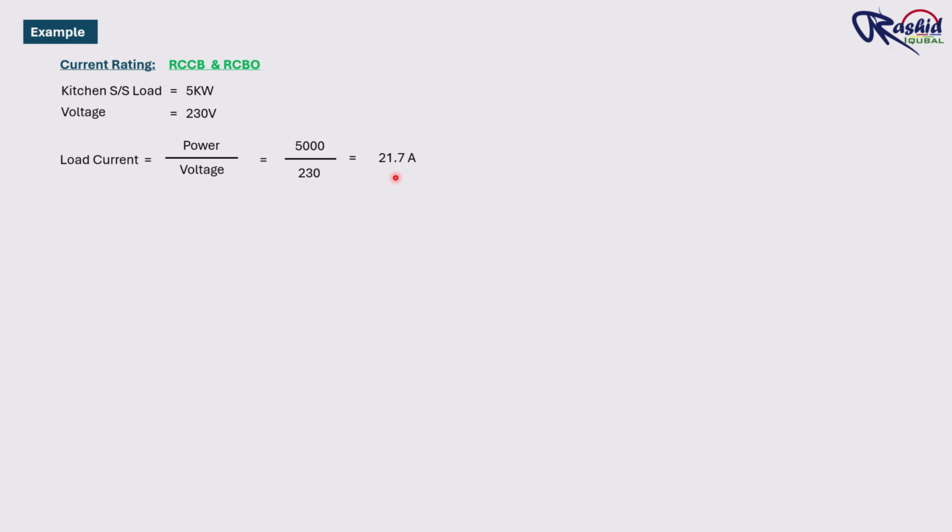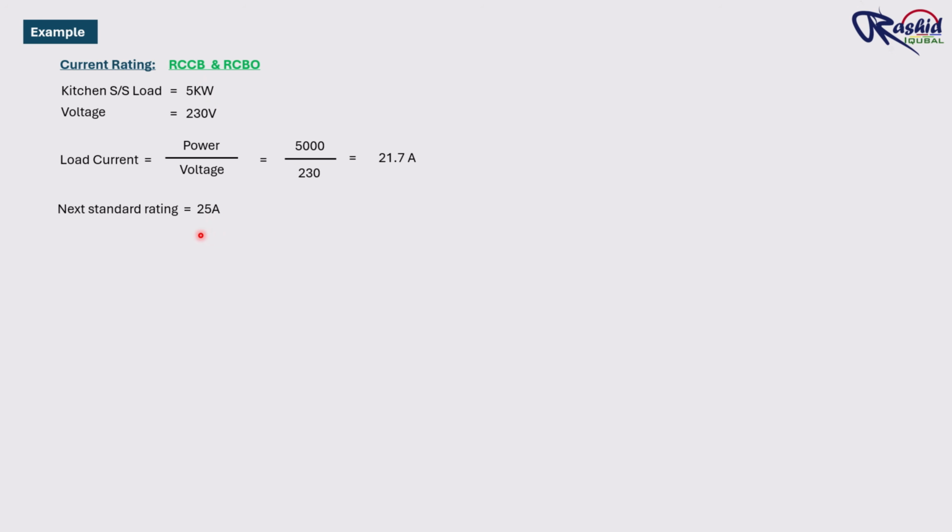Since the calculated current is 21.7 ampere, we can select the next standard rating which is available in market, which is 25 ampere. Or if you want to add some safety factor, you can multiply by 1.25. Based on that, you can select the circuit breaker. Means we need to select the higher size of RCCB or RCBO. Actually, the same current calculation is required for both RCCB and RCBO selection.